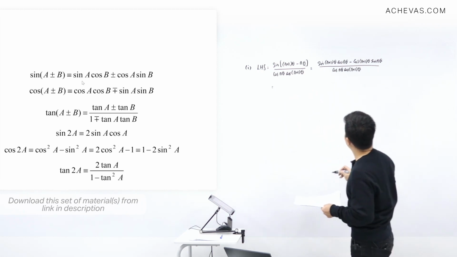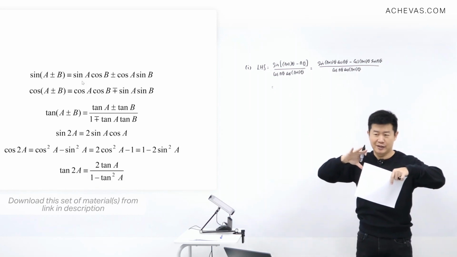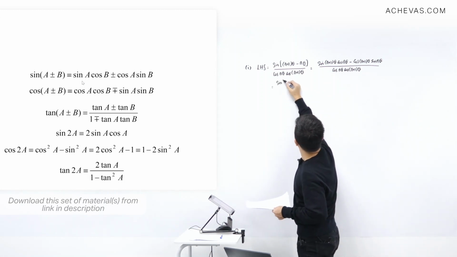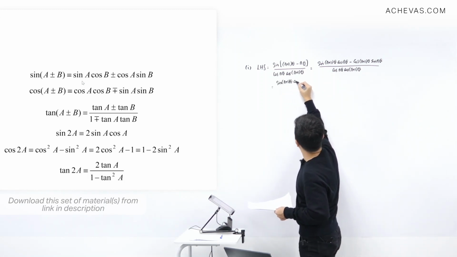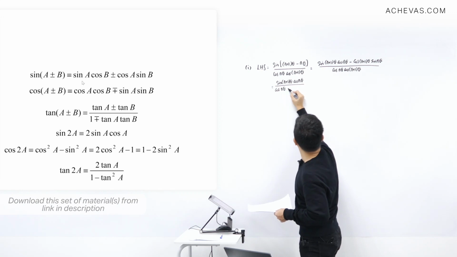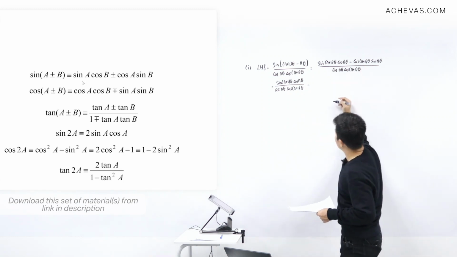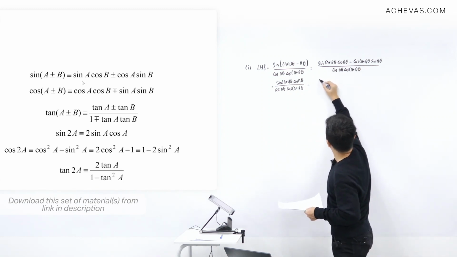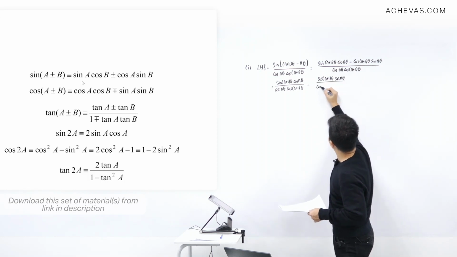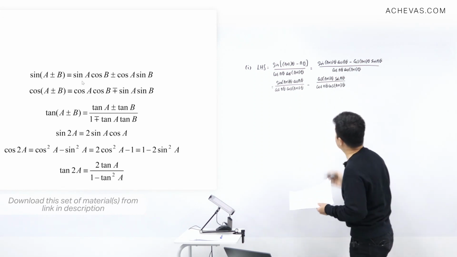Let me rewrite this further by breaking up this expression into two fractions. So this over this, we will have sine (m plus 1)theta cosine n theta over cosine n theta cosine (m plus 1)theta. Minus away, I'm going to do the same thing for the other part of the numerator, which is going to be cosine (n plus 1)theta sine n theta, divided by cosine n theta cosine (n plus 1)theta.